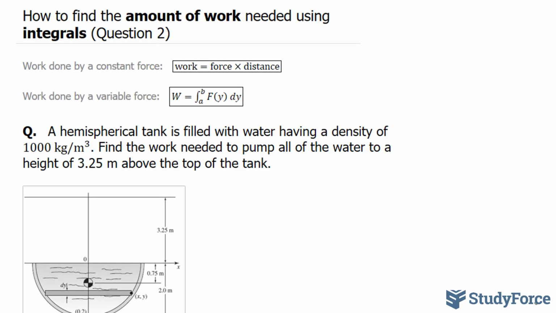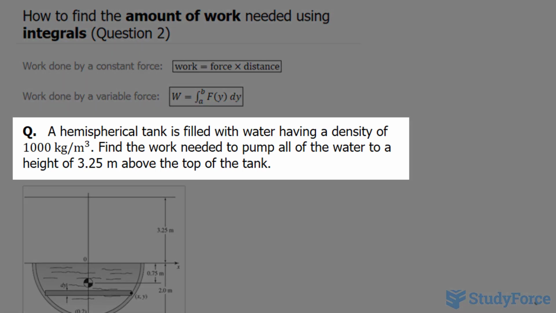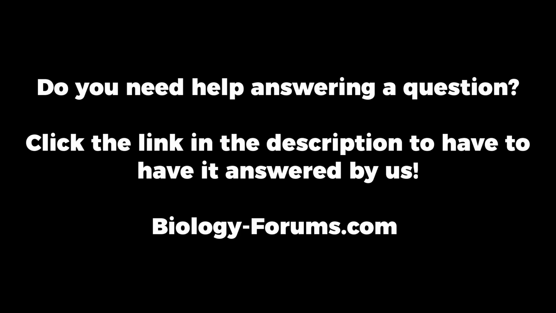In question 2 of this series, we're asked: a hemispherical tank is filled with water having a density of 1,000 kilograms per meter cubed. Find the work needed to pump all of the water to a height of 3.25 meters above the top of the tank.